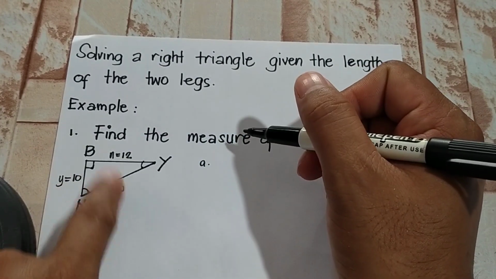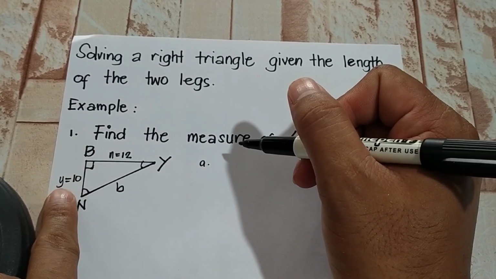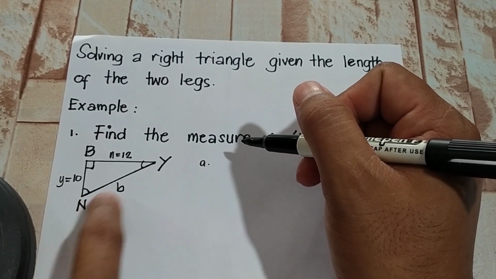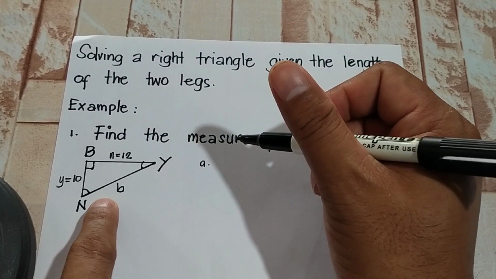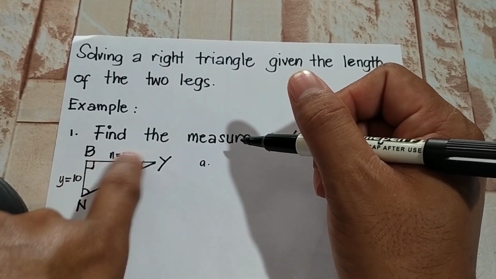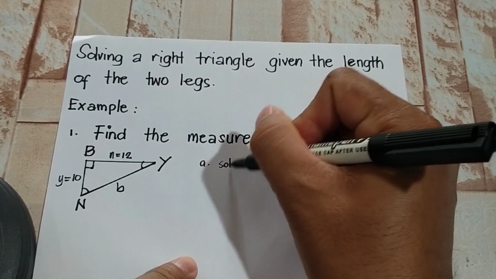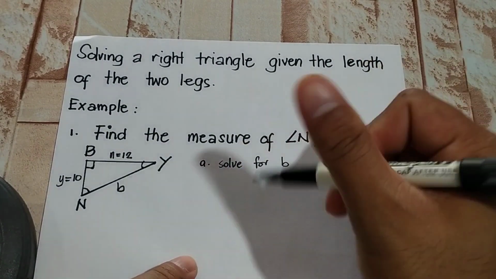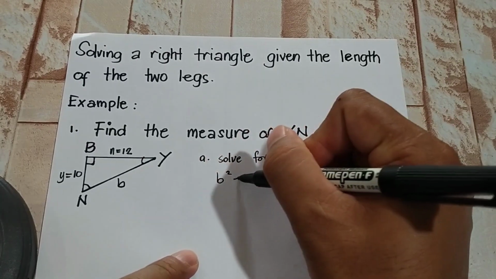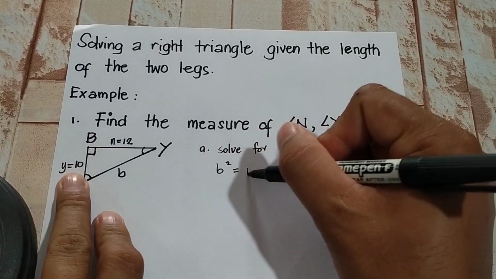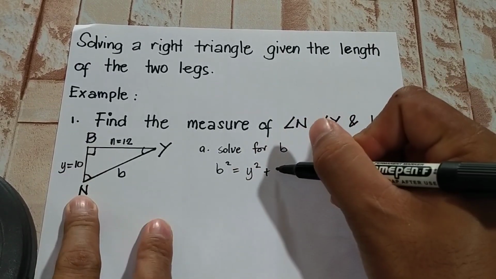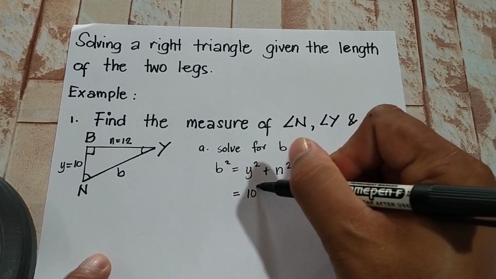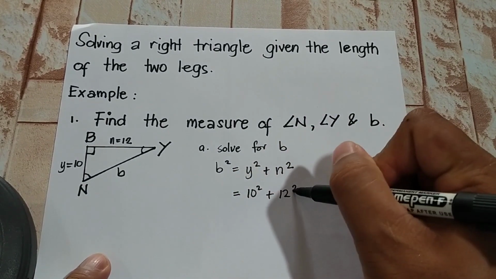In this case, we can make use of the Pythagorean theorem, where it says that the square of our hypotenuse, represented by B, is equal to the sum of the squares of these two legs. So we solve for side B. B square is equal to Y square plus N square. By substitution, you would have 10 square plus 12 square.